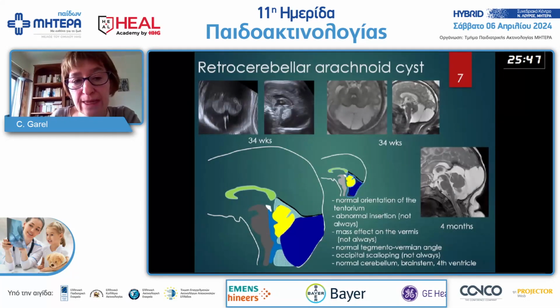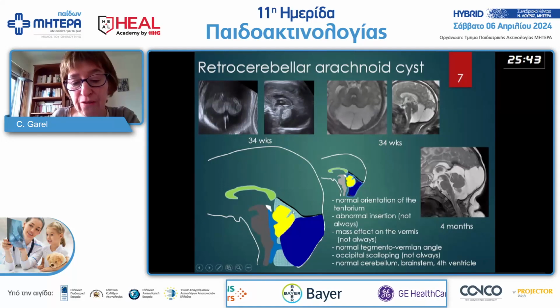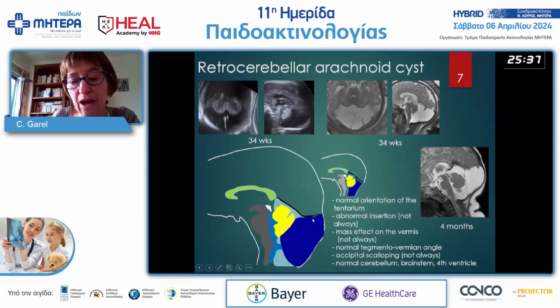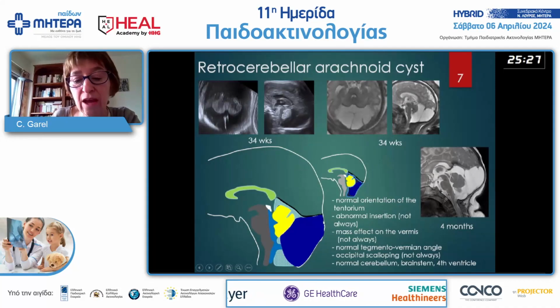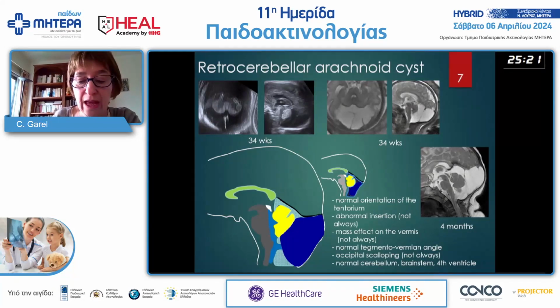In retrocerebellar arachnoid cyst, the orientation of the tentorium is normal. The insertion is not always normal. It depends on the size of the cyst. In this example, as you can see, the cyst is quite large, and this is the reason why there is a mass effect on the distal portion of the tentorium and an abnormal insertion.